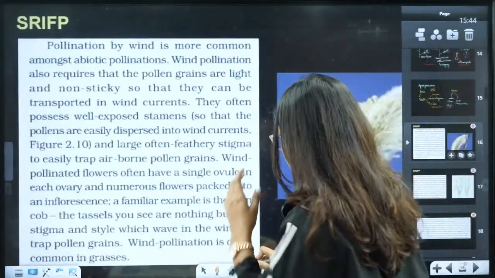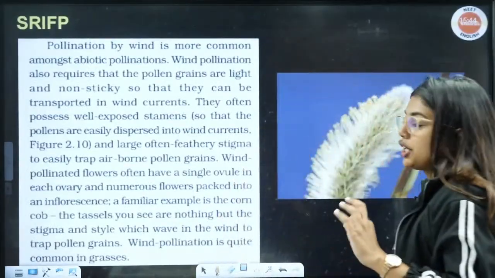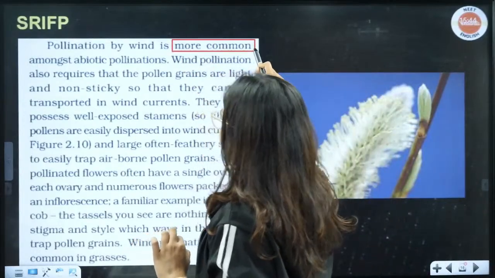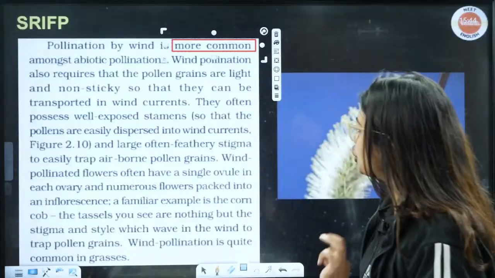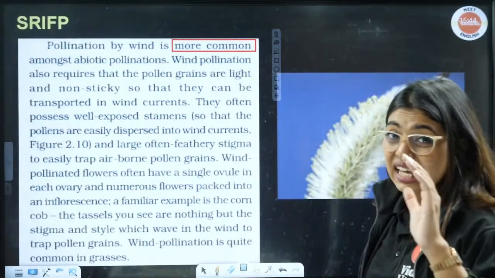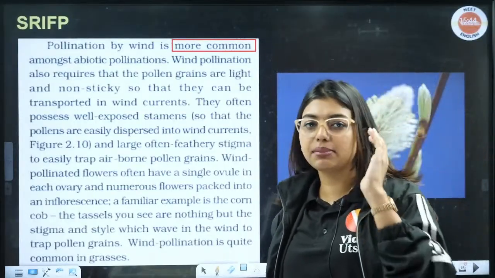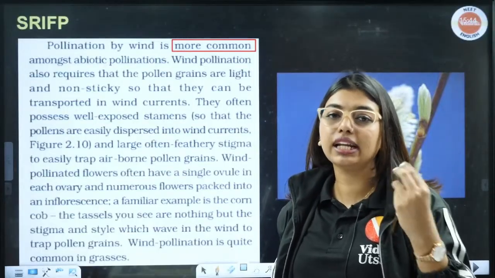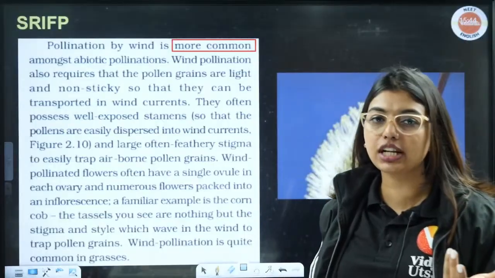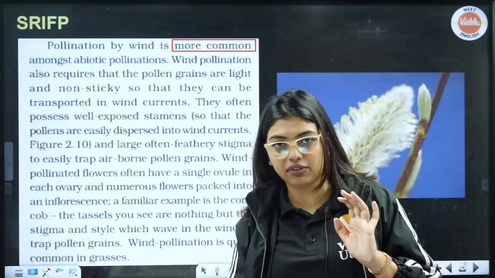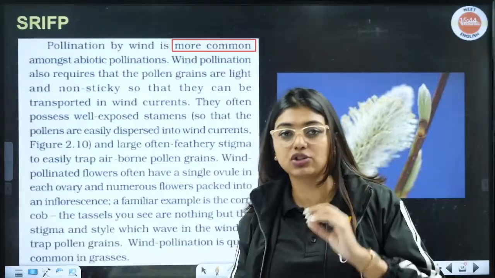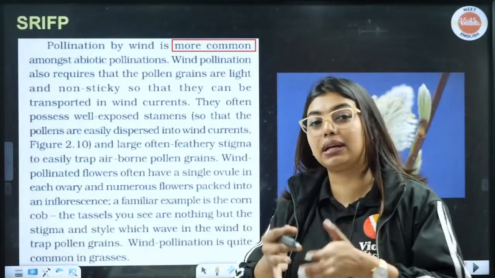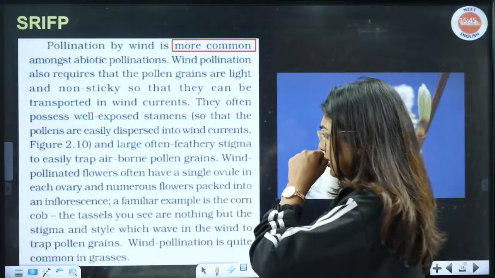Starting with the first portion. Okay, pollination by wind is more common. I already told you, more common amongst the abiotic pollination. Wind pollination also requires, now for the board exam, whether you are CBSE students or PUC students, in the board exam they're going to ask you to write any 5 features or write any 2 features that are shown by wind pollinated flowers, or wind pollinated plants. So you have to write what are the adaptations that they have developed so they can become wind pollinated is what you're supposed to write.